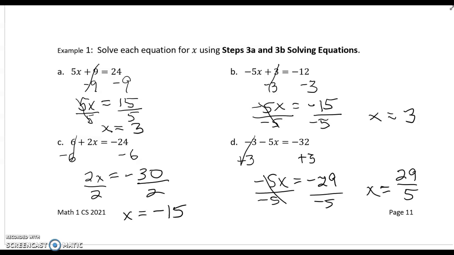All right, so for part D, we're going to undo any addition or subtraction. So the first thing we're going to do here is actually add 3 to both sides to get negative 5x left on the left side, negative 29 on the right. To get rid of that negative 5, since it's being multiplied to x, we're going to divide it out. Right? We're going to undo the multiplication last. So we're going to divide both sides by negative 5. We got x by itself on the left. Now, since 5 cannot go into 29 evenly, we're going to leave it as an improper fraction, 29 over 5.